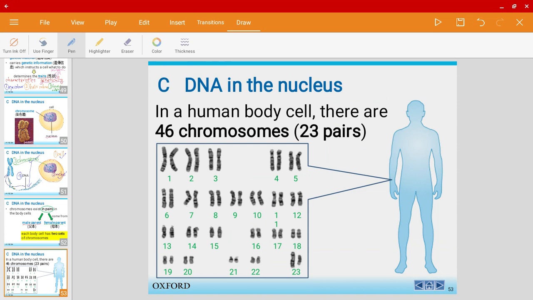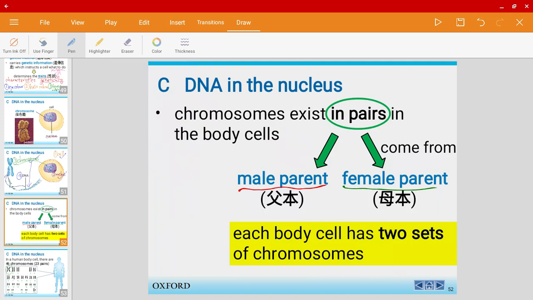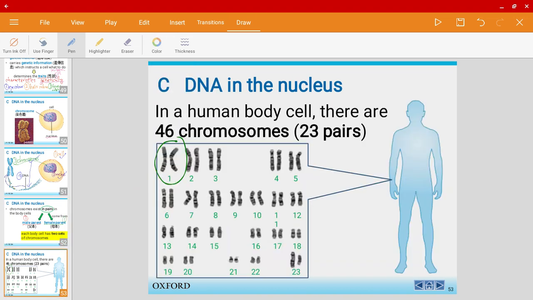In a human body cell, there are 46 chromosomes, which in other words is 23 pairs. Let's have a look over here. For the first pair, you'll see that there are two of them. The reason is, as mentioned, one comes from the male parent while the other one comes from the female parent. So let me write that down.